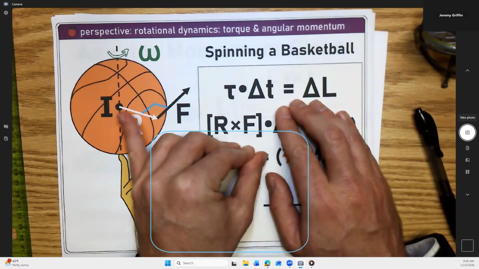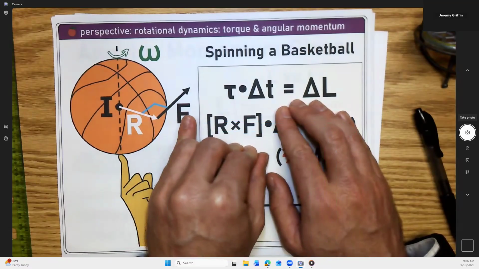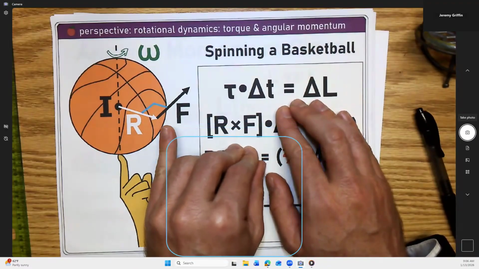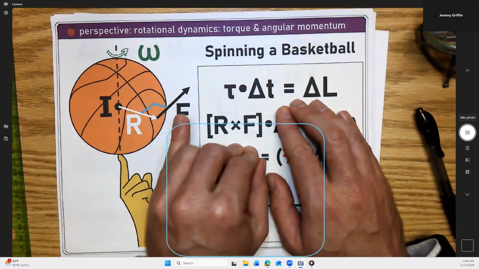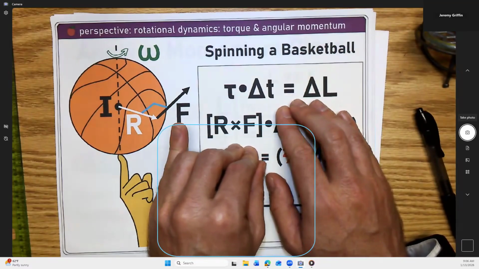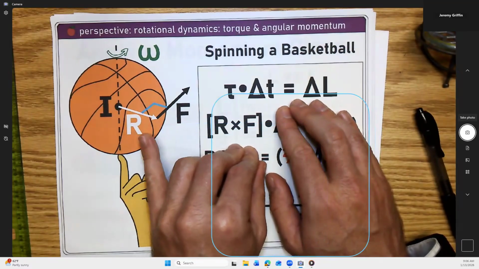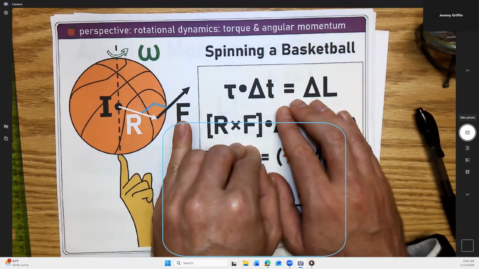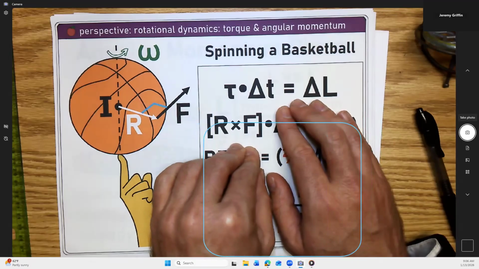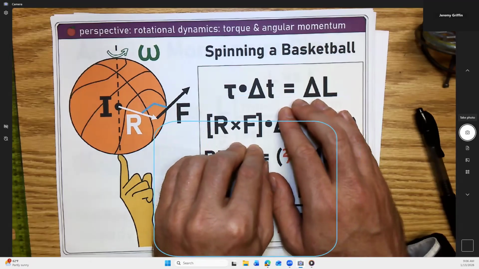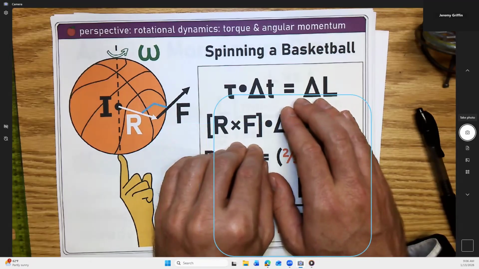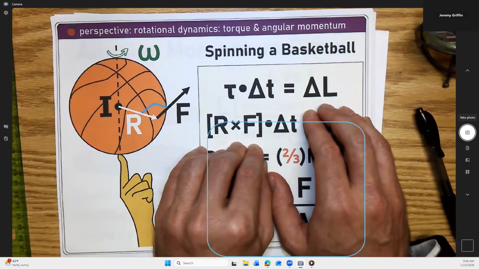At the radius of the basketball, I applied some force. Pow. By the way, what type of force would that be? It's not a tension, it's not a weight. I'm going to hit that with my hand. Pow. How about a friction force? I think that would be a friction force, or probably mostly friction. And then there's the time interval.